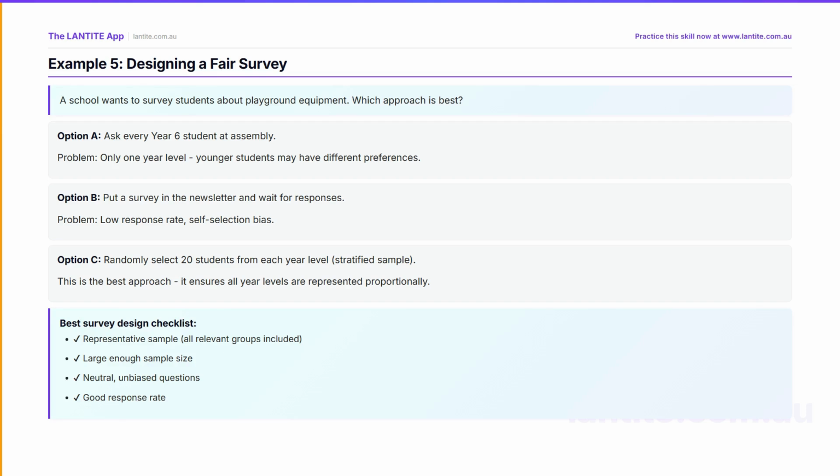Let's design a fair survey. A school wants feedback on playground equipment. Option A surveys only Year 6. This misses younger students who may use different equipment. Option B relies on newsletter responses. Self-selection bias means only interested families respond. Option C uses stratified sampling, 20 students randomly selected from each year level. This is the best approach because it ensures every year level is represented. A good survey needs a representative sample, adequate size, neutral questions, and a decent response rate.